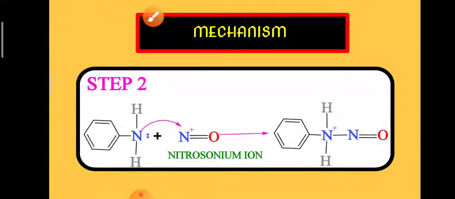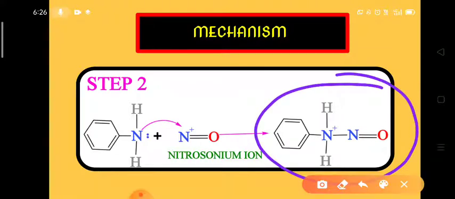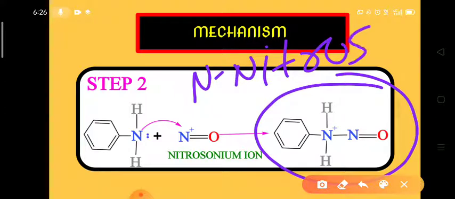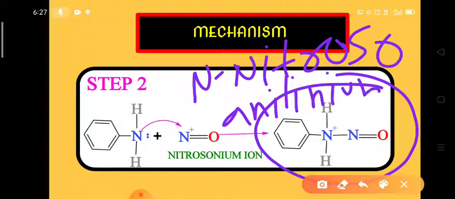In the second step, this nitrosonium ion attacks on the aniline, that means the primary aromatic amine, and takes the electron pair from the nitrogen of the primary amine and forms a new bond. Here, the product formed is called the N-nitroso-anilinium ion. Here, the name of every intermediate is not so important.